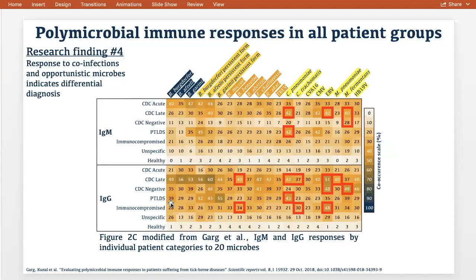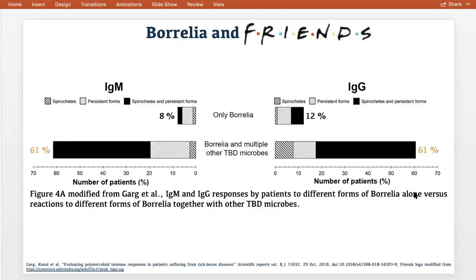But then we cannot ignore the other microbes that we have, like Bartonella henselae, Chlamydia pneumonia, Epstein-Barr virus, Mycoplasma fermentans, that are standing out in these patients, like the CDC late, the immune compromised patients, and the post-treatment Lyme disease syndrome patients. So what does this mean from a clinical standpoint is something that is always interesting.